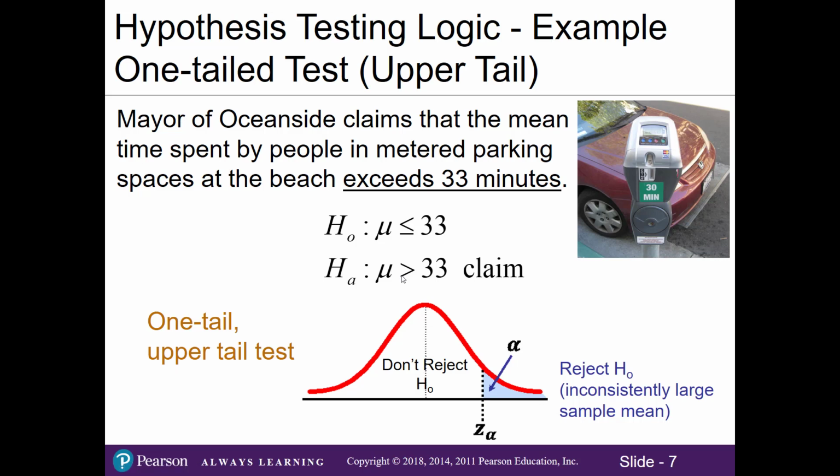So if we took a sample of 50 cars at the beach to test this hypothesis, and it turns out the average time of those 50 cars is much larger than our hypothesized mean, in this case 33 minutes, then that means our sample mean is somewhere here in the upper tail. So we would reject the null and see that the mayor's claim is true, that yes, people do park more than 33 minutes at the beach. And then we can make some adjustments to the meter situation.